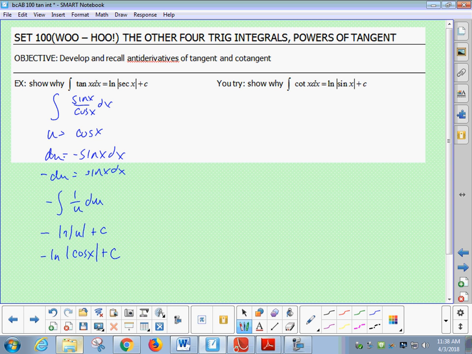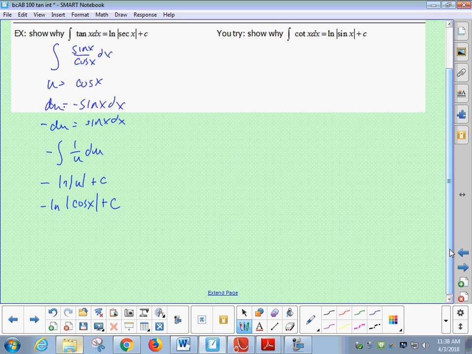How does that negative and cosine combine to be a secant? Think of log rules. That's a negative 1 out front, so it can be moved to the exponent. So this is log of cosine to the negative first. Now that's not inverse cosine, by the way. Those notations are a little bit confusing. That's 1 over cosine, so natural log of secant. With me? Okay.